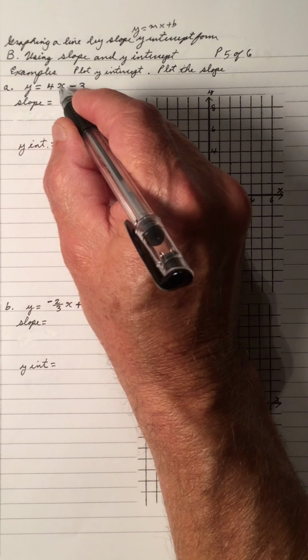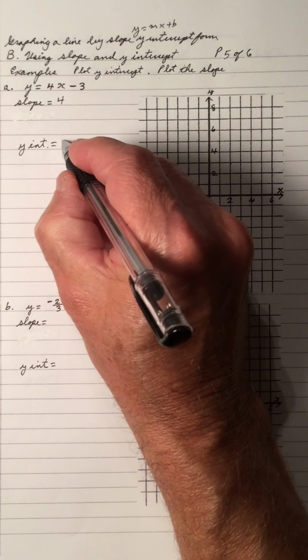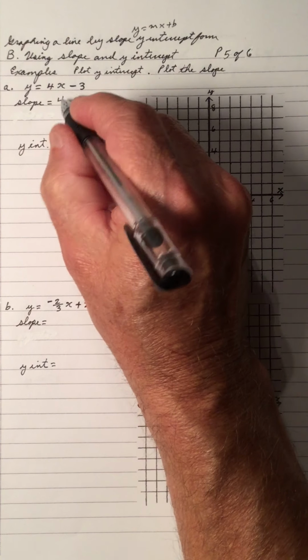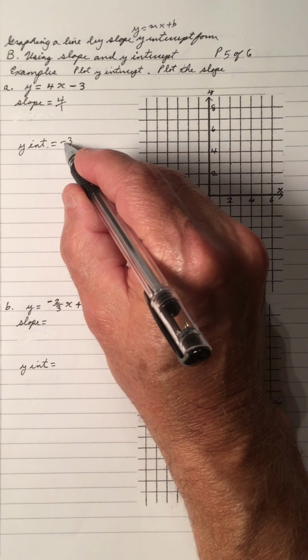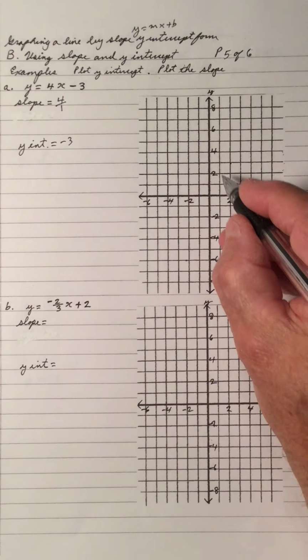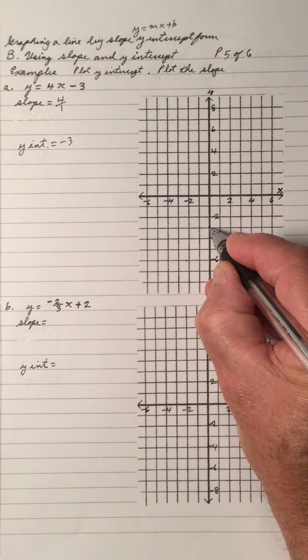Y equals 4x minus 3. The slope is 4 and the y-intercept is negative 3. So the slope is 4 over 1. So let's plot the y-intercept of negative 3 first. So the y-axis is here. The y-intercept of negative 3 is right there.